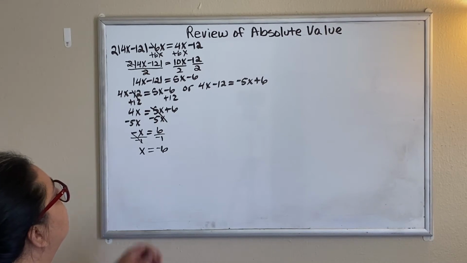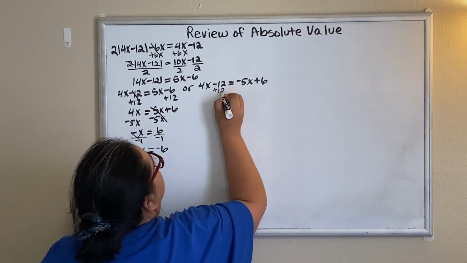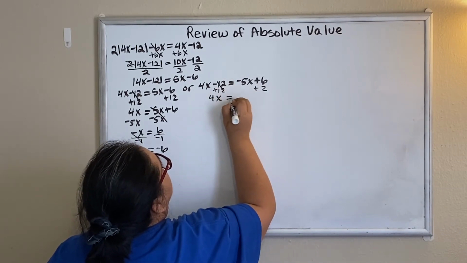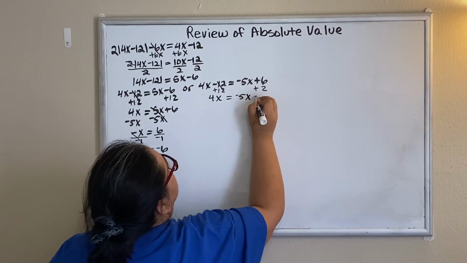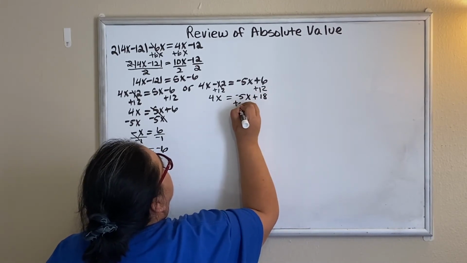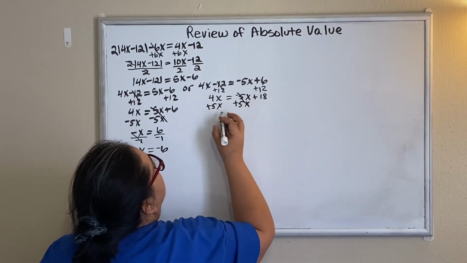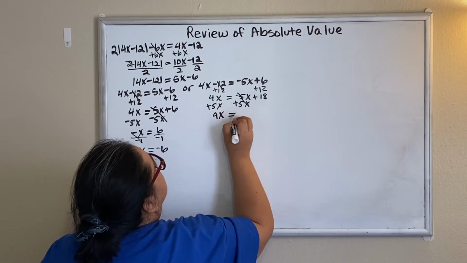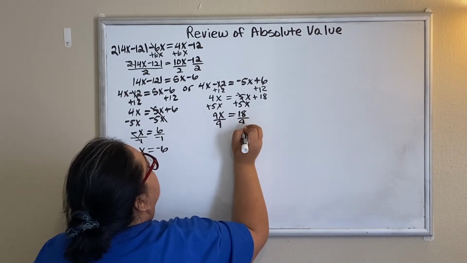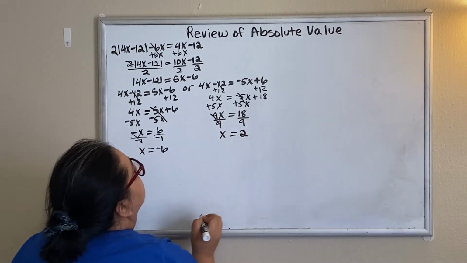So now we work on the other equation. We're going to add 12 to both sides. So we get 4x equals negative 5x plus 18. Now we're going to add 5x to both sides here, eliminating the 5x, and we get 9x equals 18. We're going to divide by 9, reducing the 9, and we get x equals 2.